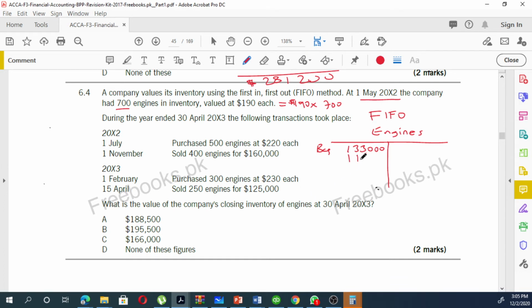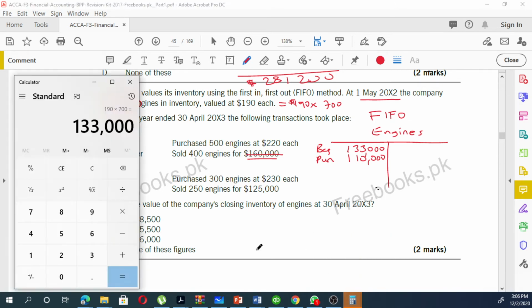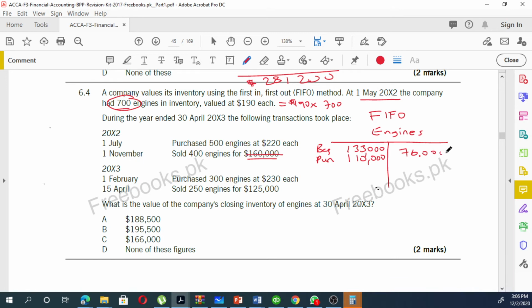That will be $105,000. Then it sold 400 engines for this price. We are not interested in the price, we don't need this information. That's 400 engines sold. Since we are using FIFO, we will sell first from the opening inventory. So 400 engines multiplied by $190 costs us $76,000. Then we purchased another 300 engines at $230. That will be $69,000.